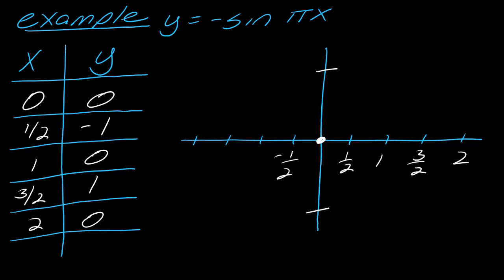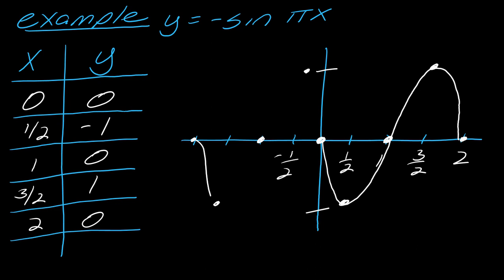So I've got (0, 0), (1/2, -1), (1, 0), (3/2, 1), (2, 0). So I get this shape here. And actually, I'm going to go like this. My wave was a little messed up. So there's one interval. Now I've got to keep going with this, so I just continue the pattern. And there we go, 2-period interval, boom.